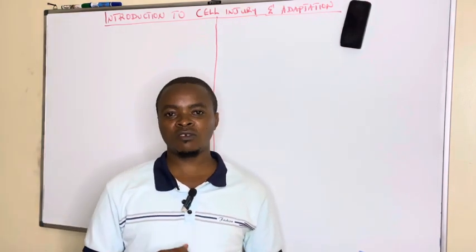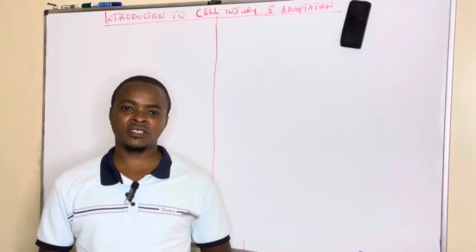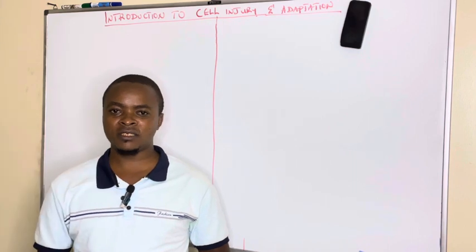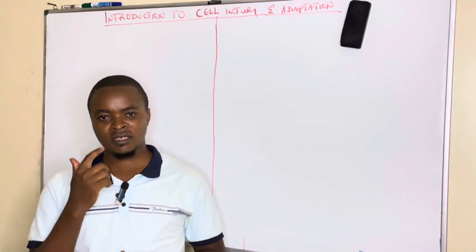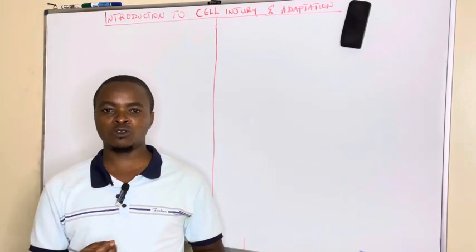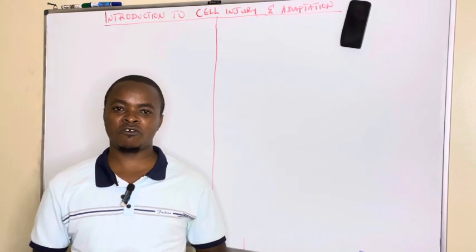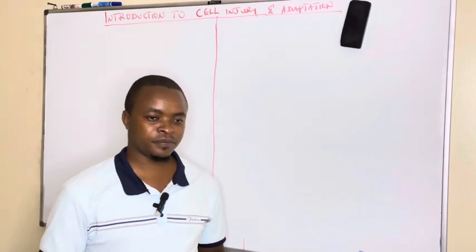And in this session, we want to discuss introduction to cell injury. We want to see if there is a normal cell and there is a change in the stimuli, how does the cell respond? And even how does injury come about, both reversible and irreversible? And then later we shall focus on cell adaptations in the case of injury.